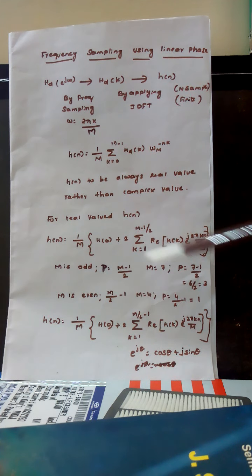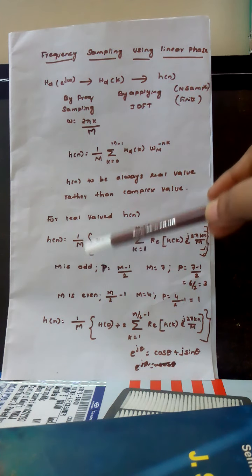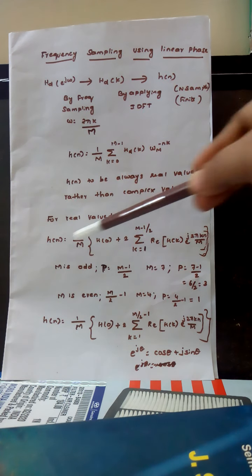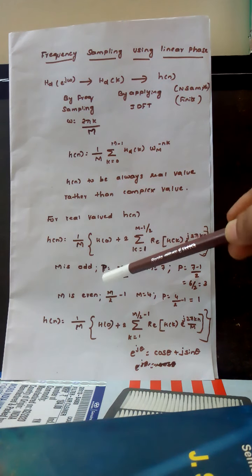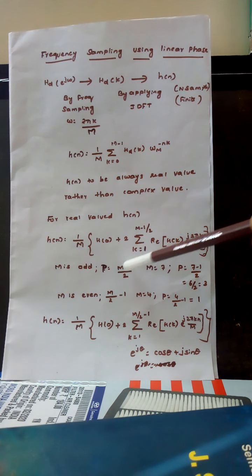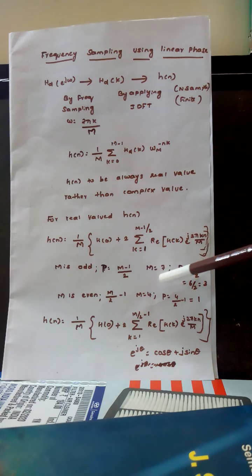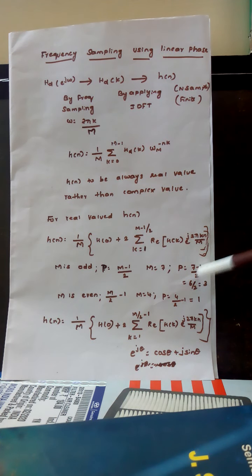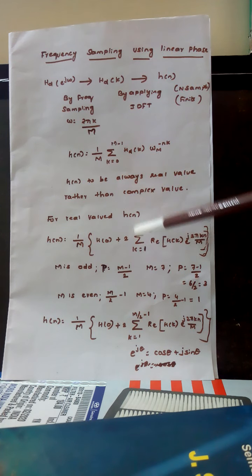In this case, if the order of the filter is an odd value, then this is your equation, that is h of n. So the k value will vary from 1 to M minus 1 by 2. If I am considering the order of the filter as 7, an odd value, so it is 7 minus 1 by 2, it is 6 by 2, it is 3. So the k value will vary from 1 to 3.